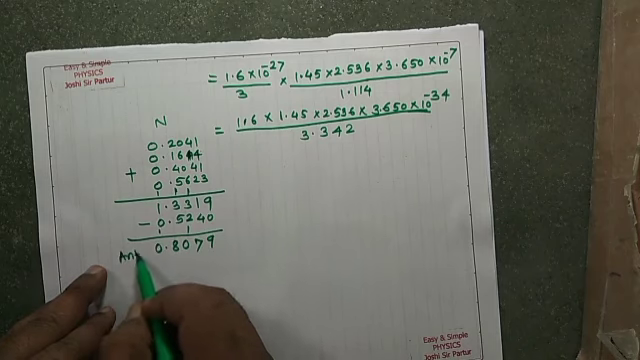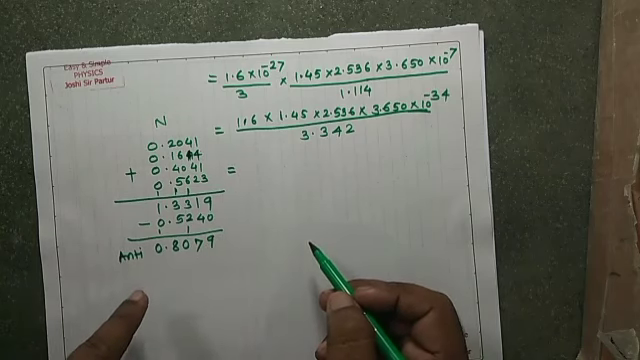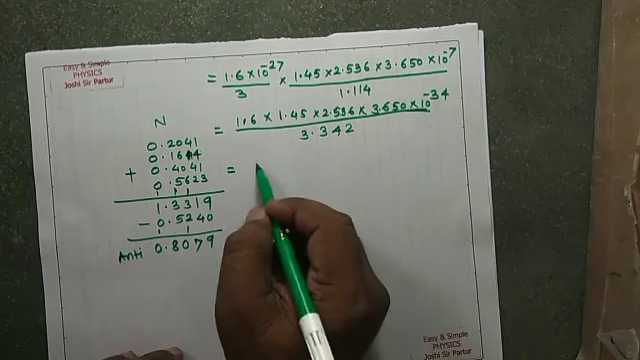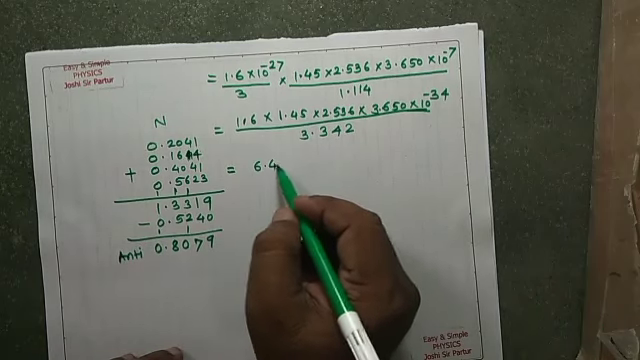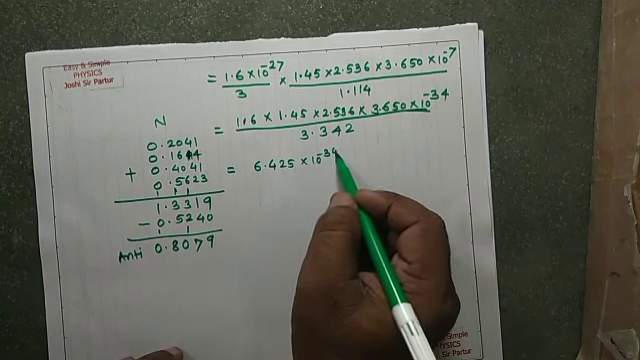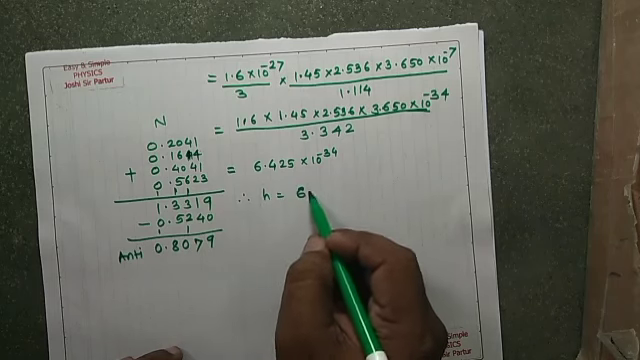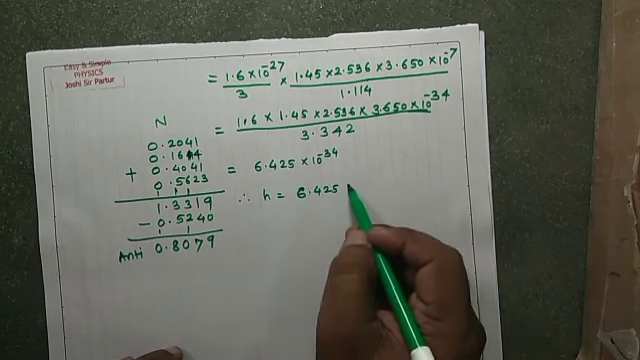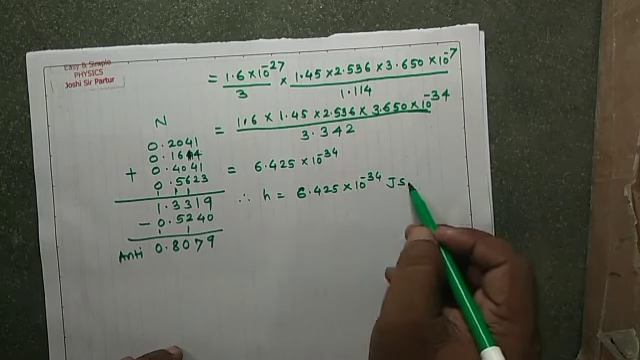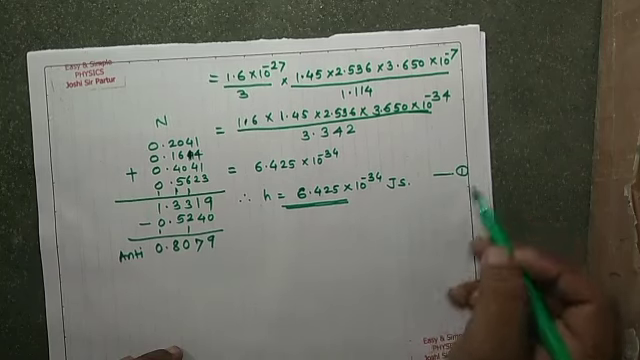So we can find out antilog. So antilog for 0.879 it will be 6.425 into 10 to the power minus 34. Therefore, h is equal to 6.425 into 10 to the power minus 34 joule second. That will be our first answer.